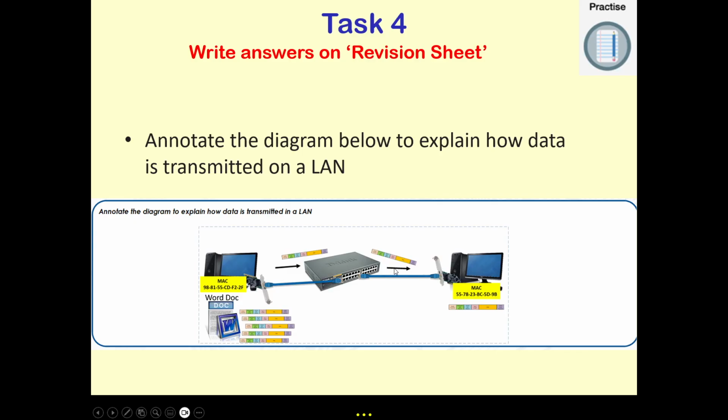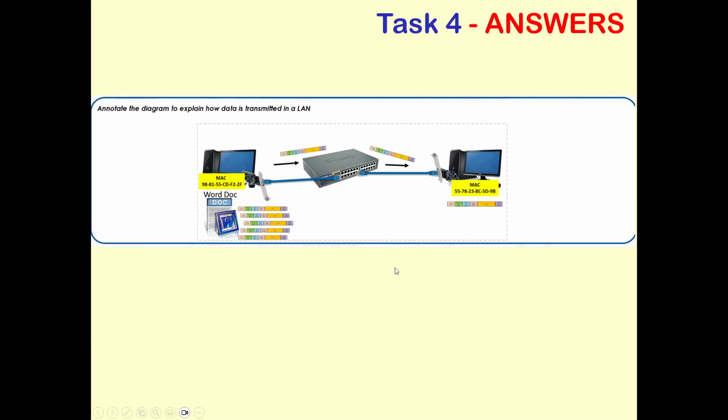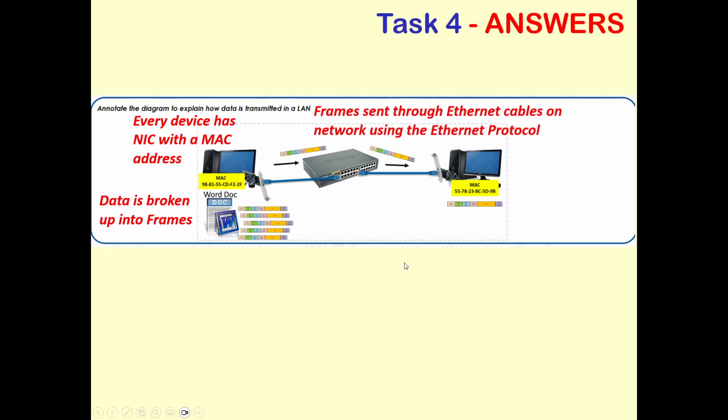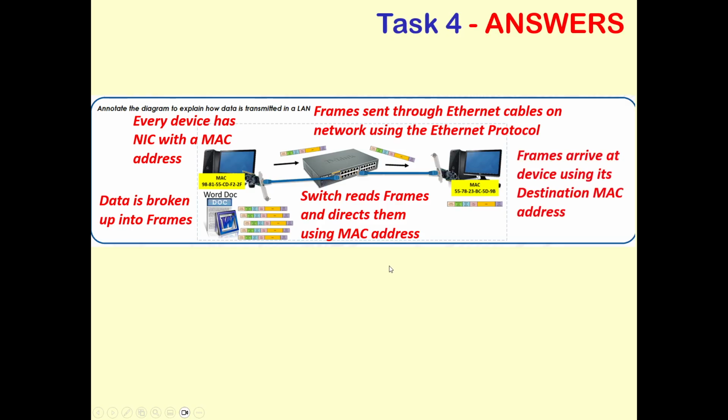Okay, hopefully you've paused, hopefully you've written. Checking your answers. Data is broken up into frames. Every device has a NIC with a MAC address. Frames are sent through Ethernet cables on the network using the Ethernet protocol. The switch reads the frames and directs them using their MAC address. And the frames arrive at the device using its destination MAC address, the MAC address of where it's going to. Purple pen, add to your answers, please.